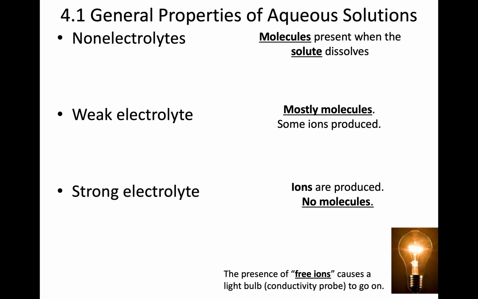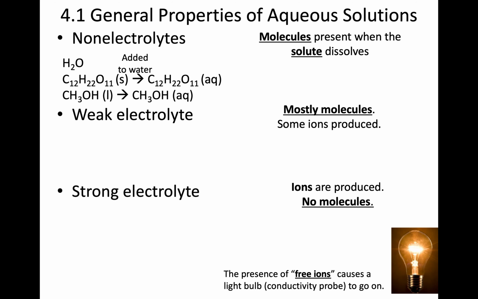When we first described general properties of aqueous solutions, we had three different classifications: non-electrolytes, weak electrolytes, and strong electrolytes. And we considered the kinds of observations that we would make, which would be, do we have free ions in solution or not? That's what a conductivity probe was describing.